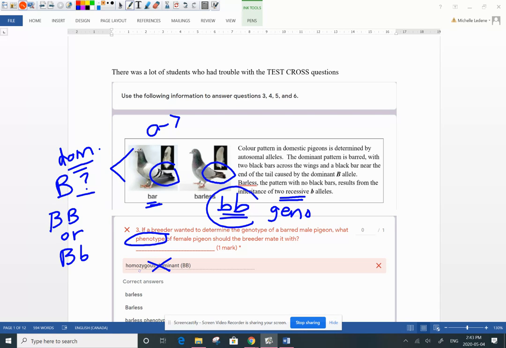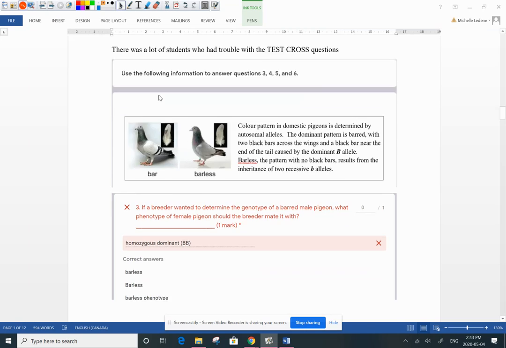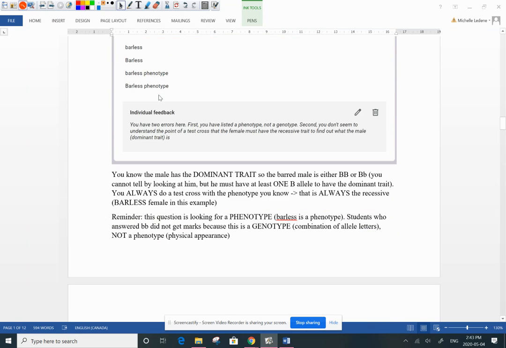So a lot of students were telling homozygous dominant or homozygous. That's not a phenotype. A phenotype would be barless, okay, or barred. It's what is the appearance? What do they look like? The physical characteristic. So in a test cross, you take the dominant, that's the bar, the male, and you mate it with the one that you absolutely know, the recessive. And you end up then trying to figure out, based on the offspring, is that male going to be homozygous dominant, or is he heterozygous?